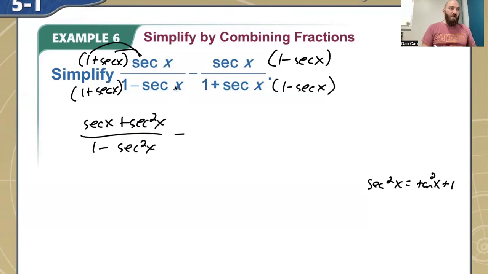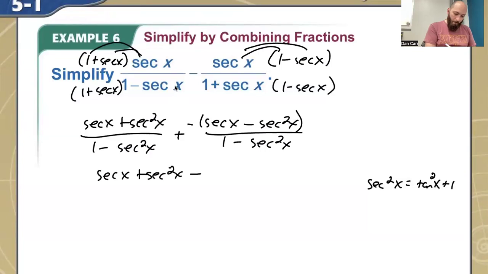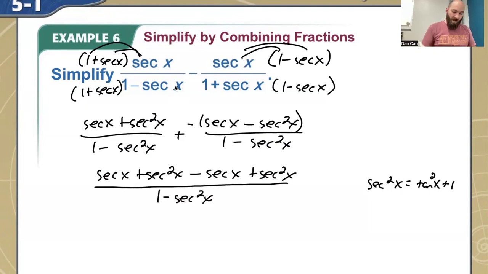Okay, over here, we're going to subtract. We'll distribute this one, so it's going to be secant of x minus secant squared of x, all over the same thing, 1 minus secant squared x. Now, before I put these together, it's going to be easier if instead of treating it as subtraction, I do plus a negative of this entire numerator, meaning I'm going to distribute a negative sign to everything. So this is going to turn into secant of x plus secant squared x minus secant x plus secant squared x. And that is all over 1 minus secant squared of x.